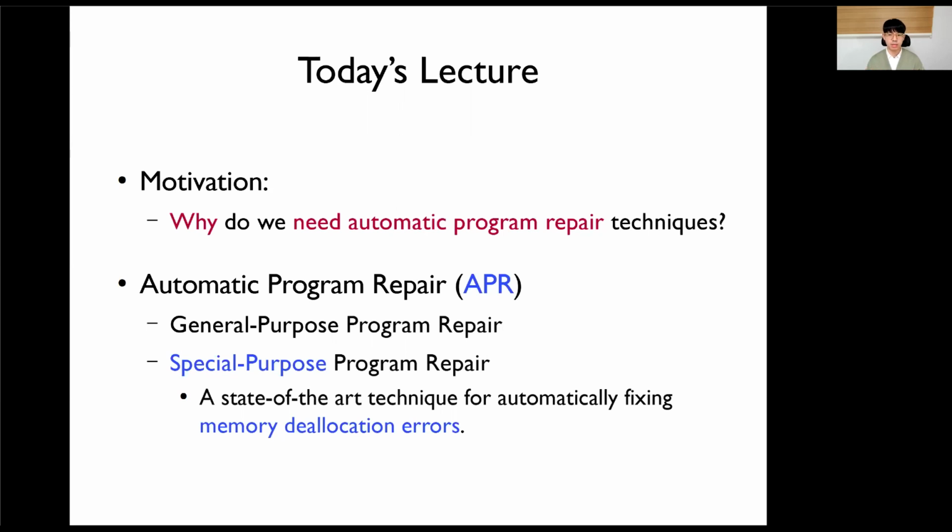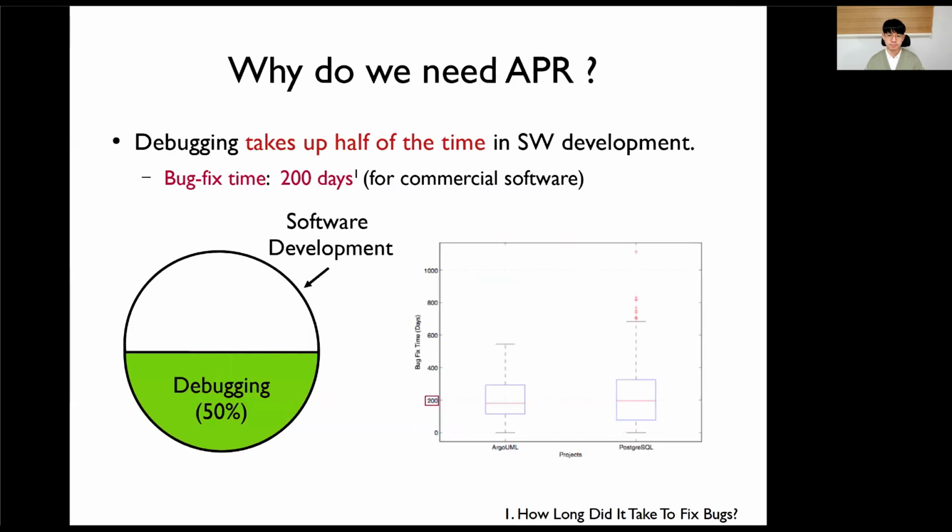The key difference between the two techniques is whether the technique focuses on fixing any kind of error or on fixing specific error types. In particular, today I will focus on special purpose program repair techniques. So I will introduce one of the state-of-the-art techniques for fixing memory deallocation errors such as memory leak, use after free, or double free. Okay, let's start with the motivation for automatic program repair.